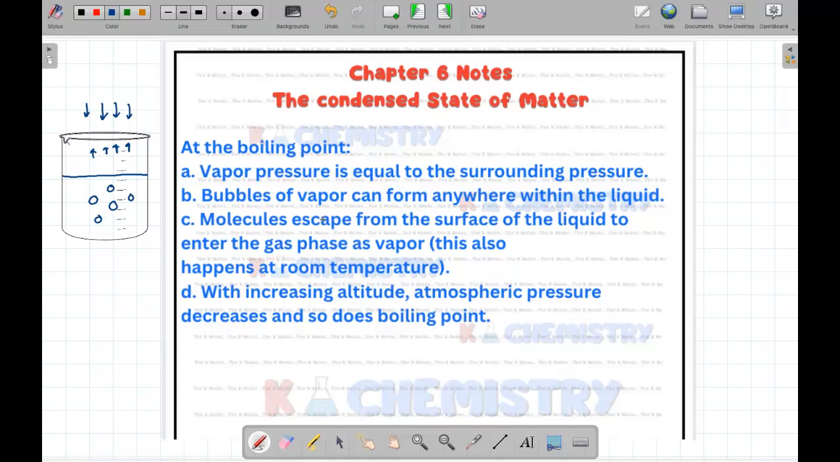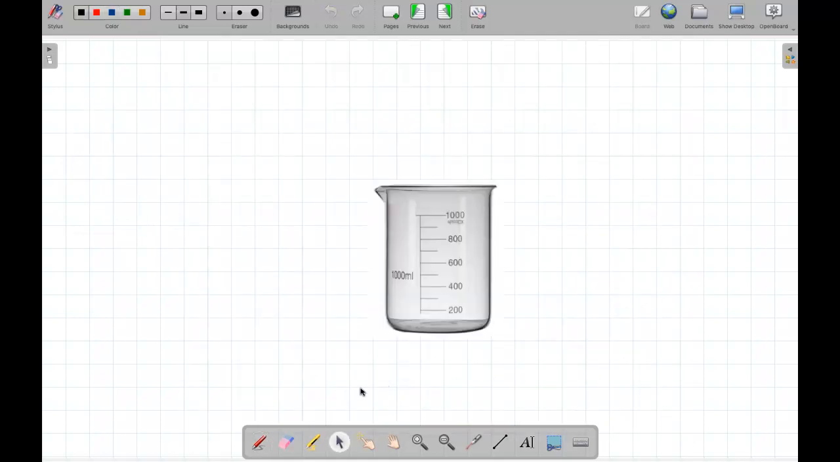The molecules escape from the surface of the liquid to enter the gas phase. This we already know happens at room temperature. But Mr., you just said that it is from the surface and from anywhere within the liquid. Yes, from the surface, that used to happen as normal evaporation. Anywhere in the liquid, this happens only in the boiling. If you increase the altitude, the atmospheric pressure decreases, and the boiling point too. You just said that at boiling point, the vapor pressure is equal to the surrounding pressure.